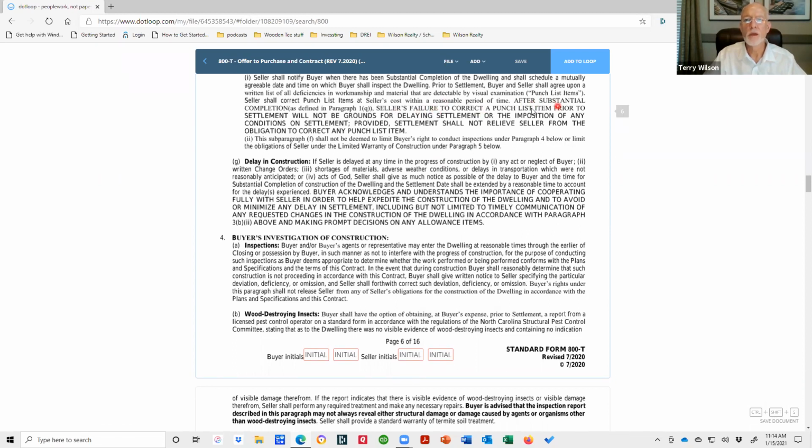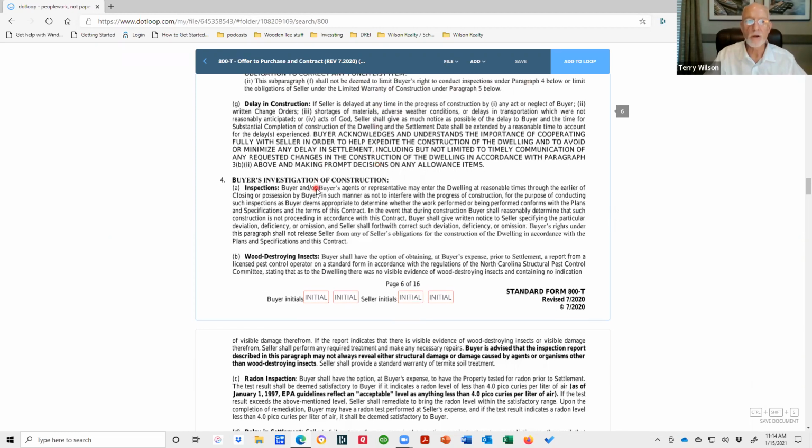After substantial completion, seller's failure to correct a punch list item prior to settlement will not be grounds for delaying settlement. As long as they have substantially completed the construction, even if they don't get the punch list items done until after settlement, that's okay. The seller deserves to get all their money. Substantial completion shall not be deemed to limit the buyer's right to conduct inspections under paragraph 4. So we'll talk a little bit about that.